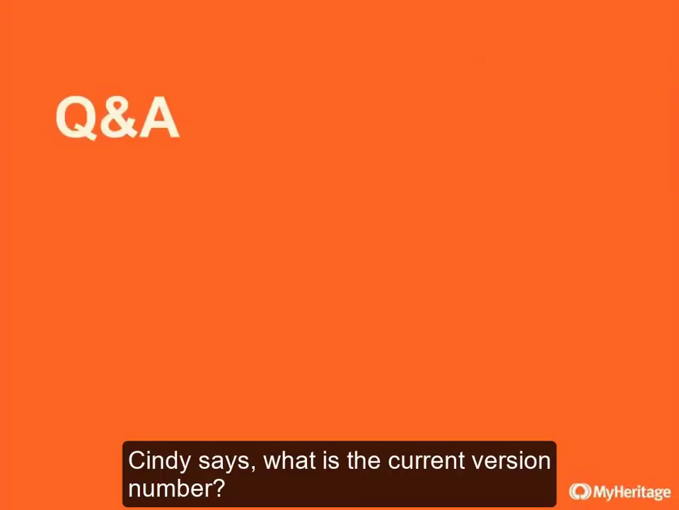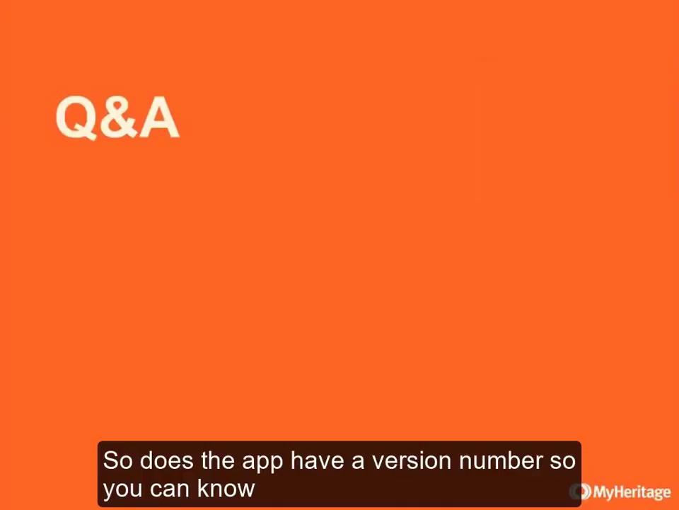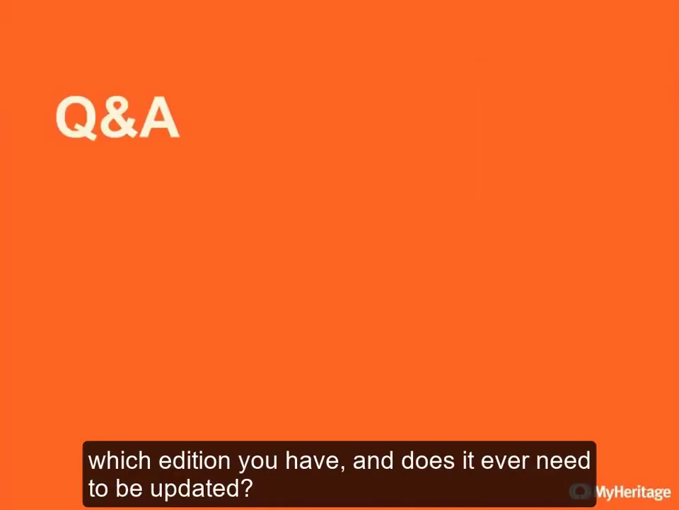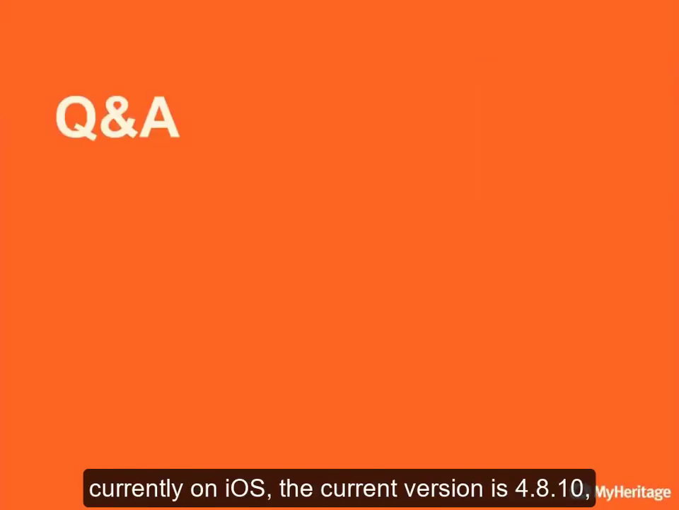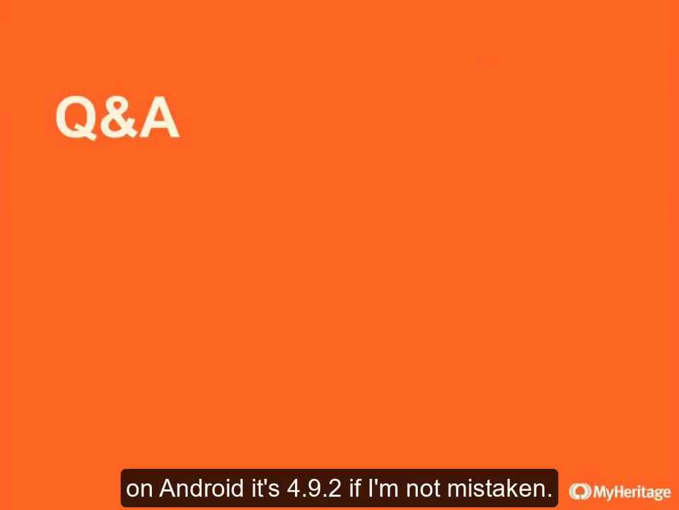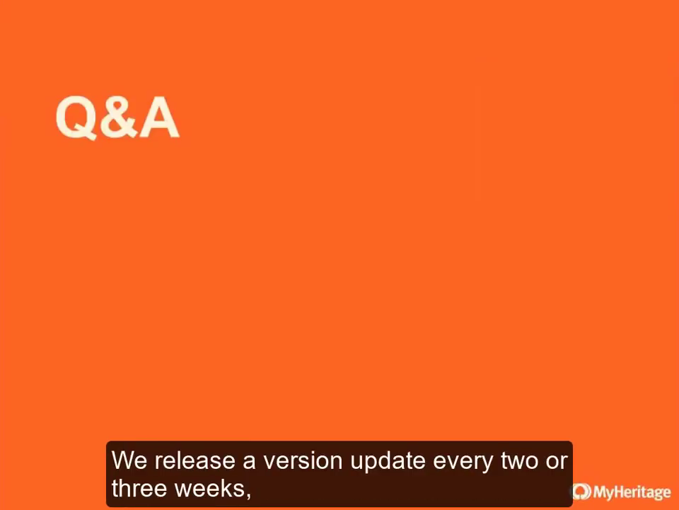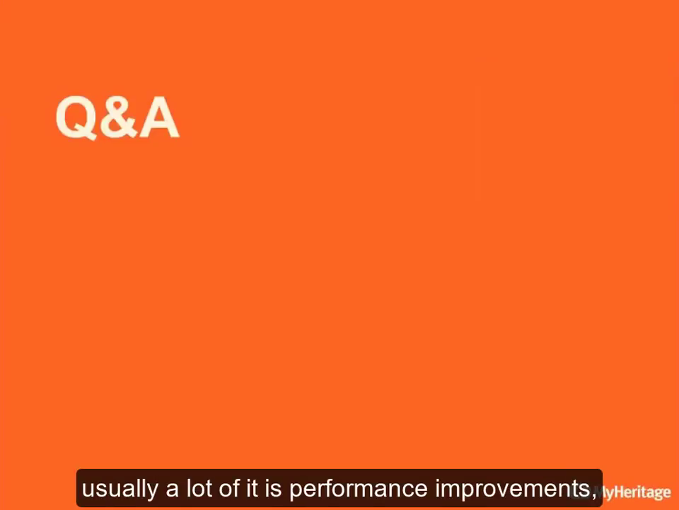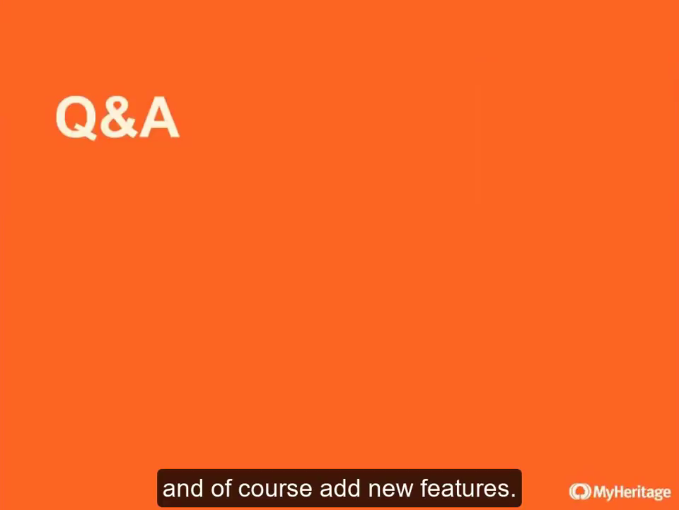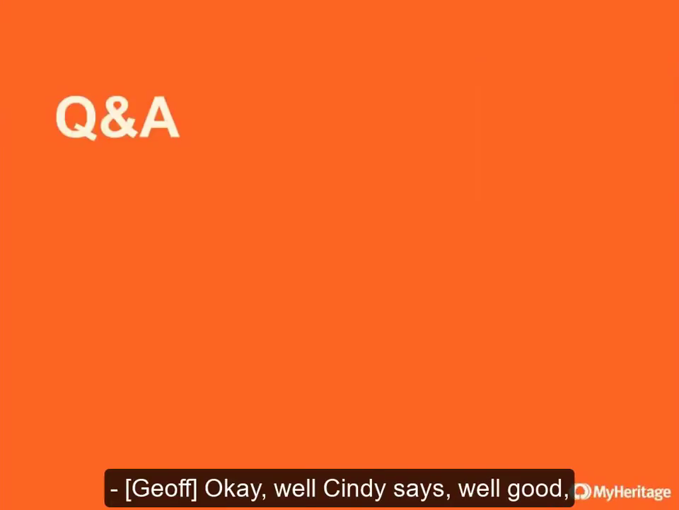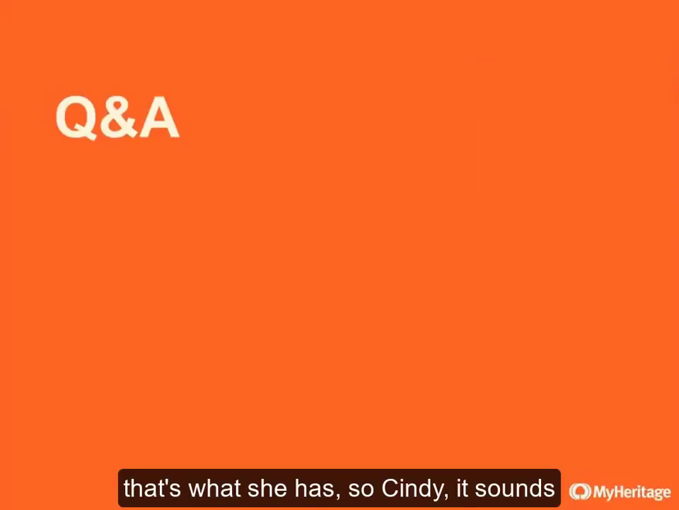Cindy says, what is the current version number? So does the app have a version number so you can know which edition you have, and does it ever need to be updated? Yes. Yeah, we constantly release updates. Currently on iOS, the current version is 4.8.10. On Android, it's 4.9.2, if I'm not mistaken. We release a version update every 2 or 3 weeks. Usually, a lot of it is performance improvement, stability. We constantly try and improve it, and of course, add new features. Okay. Well, Cindy says, well, good. That's what she has. So Cindy sounds like you're all up to date.